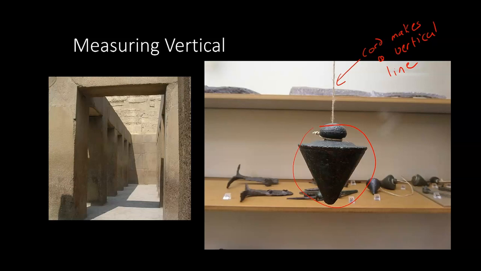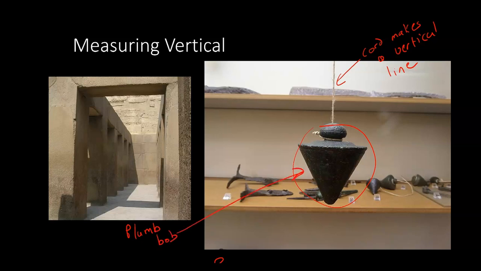Now, you wouldn't be able to use it right up against the pillar itself. You'd probably have to extend it out a ways and then measure the distance from the line to the pillar and make sure it was constant. That way the pillar is vertical. Now, this tool, we call it a plumb bob.